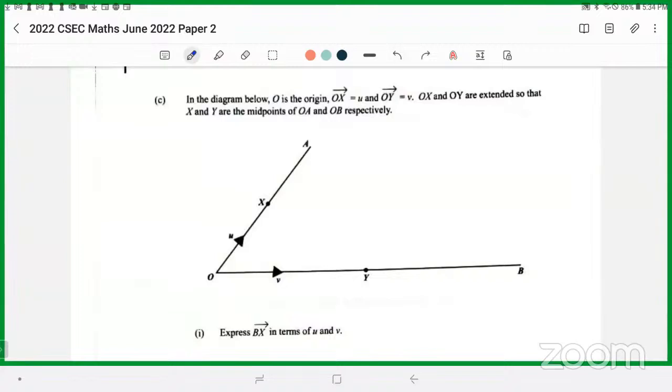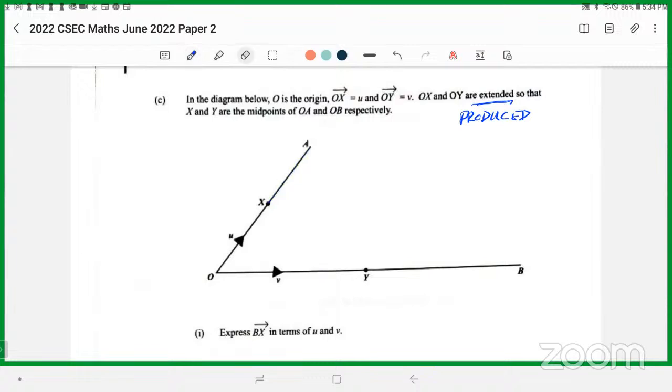It says OX and OY are extended. Another word for extend that you might see in some questions is the word produced. If you read in a question that a line is produced, it means extended. That's a fancy word they sometimes use for extended. So they might say OX is produced to A, which means OX is extended out to A.